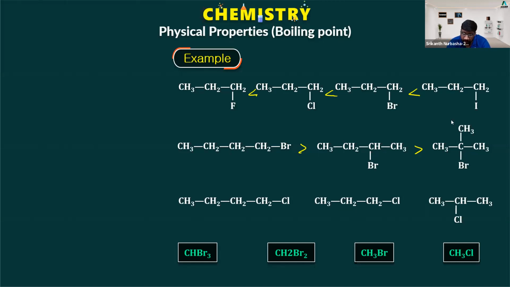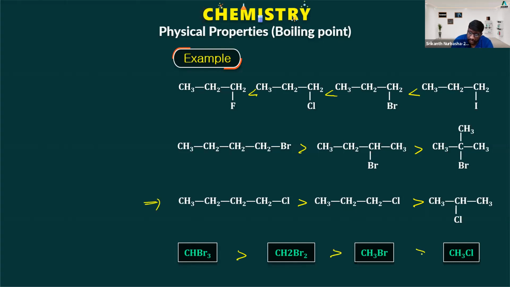In the third case, 4 carbons are there in the first compound, whereas the second and third compounds have only 3 carbons. So greater molecular weight, greater will be the boiling point. Among these two, branching is the difference. So no branching, high molecular weight, high boiling point; branching, less molecular weight, less boiling point. So this is the order.